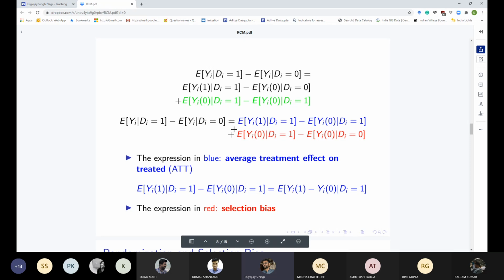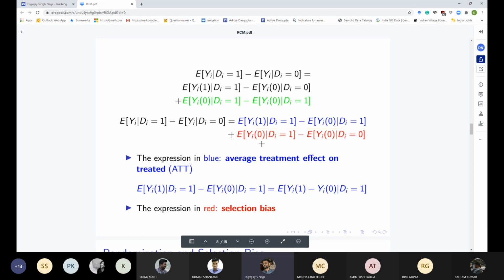because this object is not observable. Okay, we don't observe this object. So that's important. And so this is known as the average treatment effect, and this is known as the selection bias. Okay, and why do we call it selection bias?